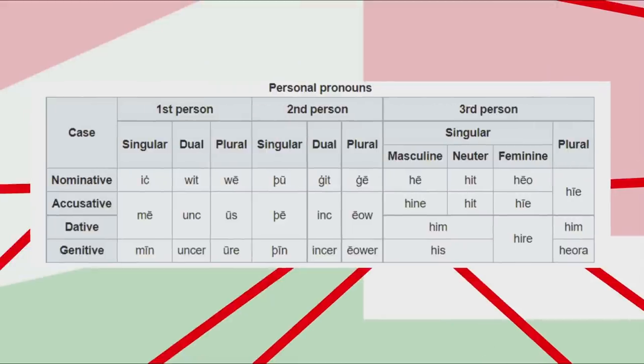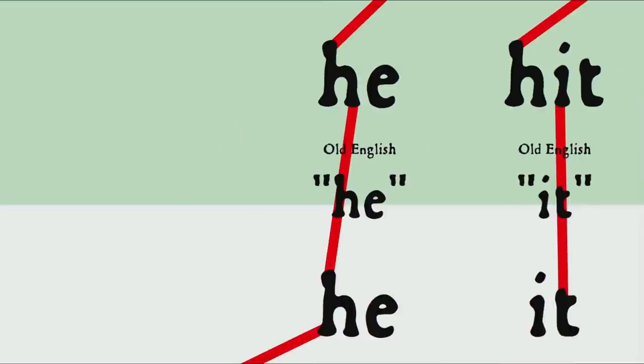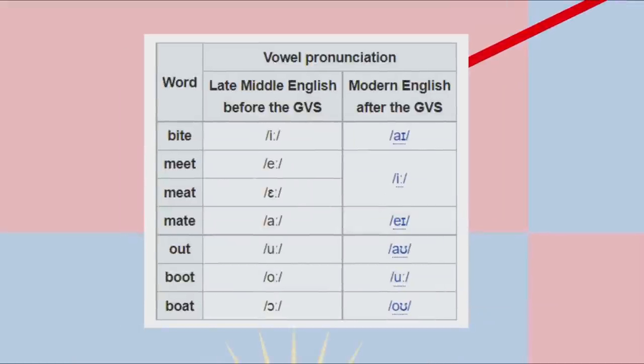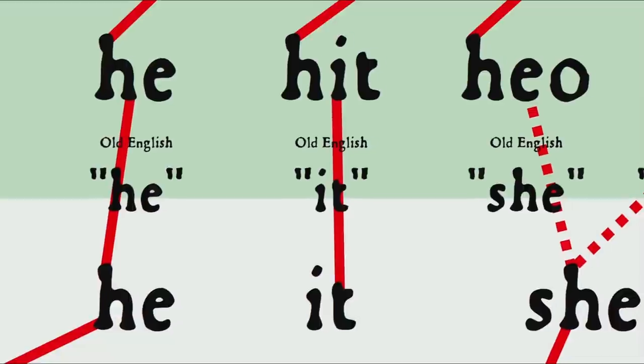The Old English for he is hē, spelled exactly the same and pronounced only slightly differently due to the large-scale sound change called the Great Vowel Shift. The Old English for it is hit, just losing that initial huh, which is only a thin little wispy sound anyway. But the Old English for she was the very different hēo. So how did this change come about?